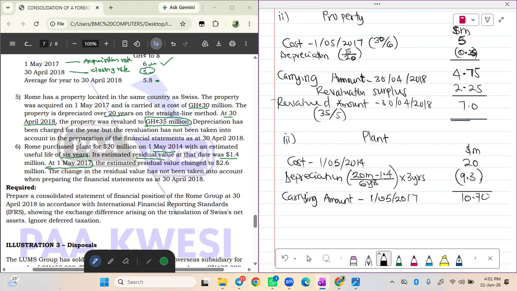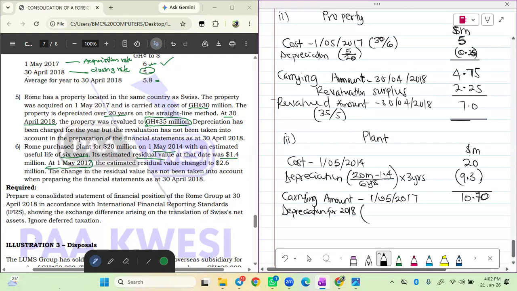Now, because the estimated useful life was revised, we must use that one to calculate our depreciation as at what? 30th April 2018, or depreciation charge for 2018, right? So the depreciation from 1st May 2017 to 30th April 2018 is the same as depreciation for 2018. It's just like how we work with revaluation.